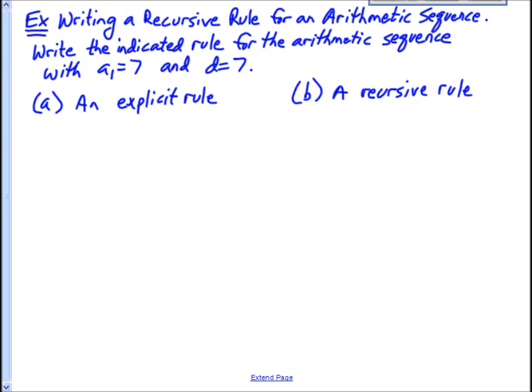Now let's go ahead and write some recursive rules for arithmetic sequences, okay? So it gives us the first term, A1, and then this time it says the common difference is 7.